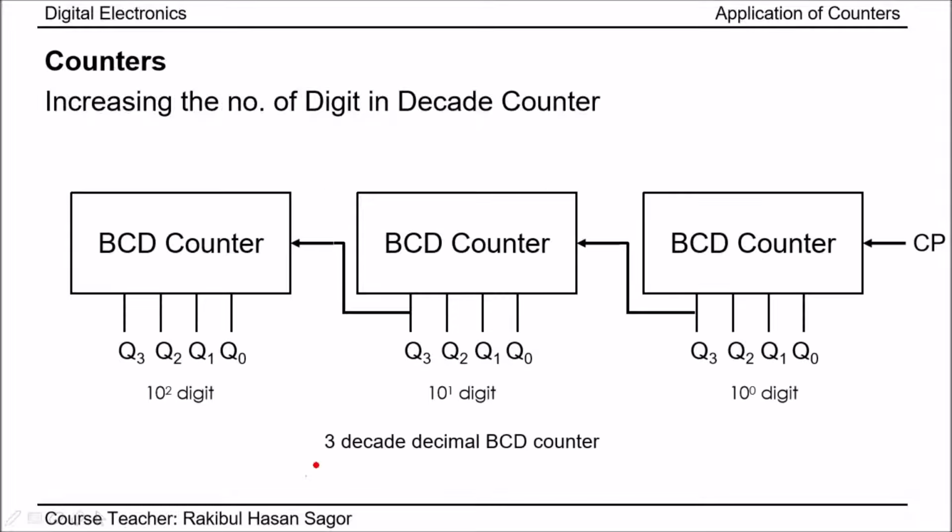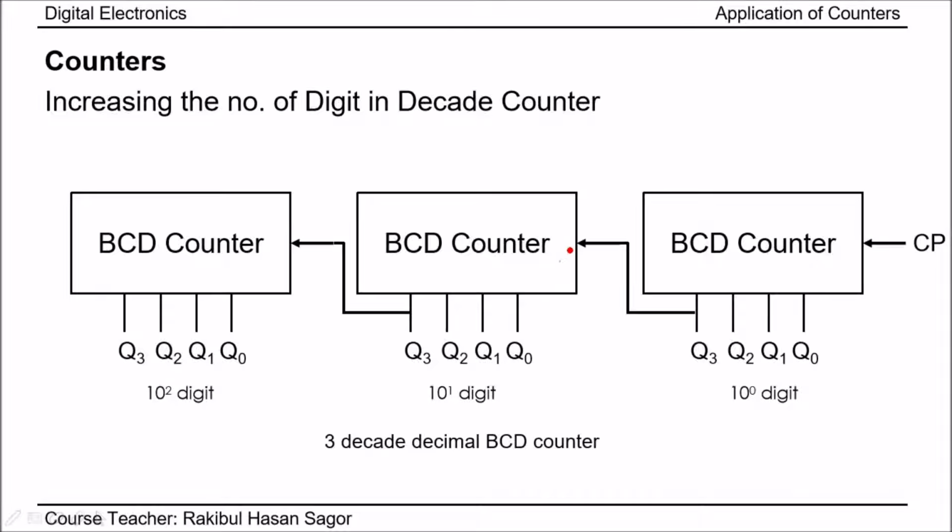This is the block diagram for 3-decade decimal BCD counter. In each block, we have a single digit BCD counter or 4-bit BCD counter. The circuit diagram inside this box is known to us. Here, if we want to increase the number of digits, what we need to do, we need to connect similar type of counters in series. So this is the least significant digit and this is the most significant digit.